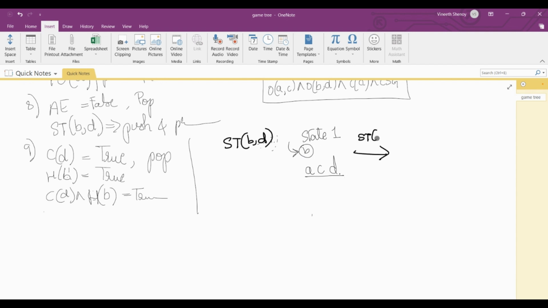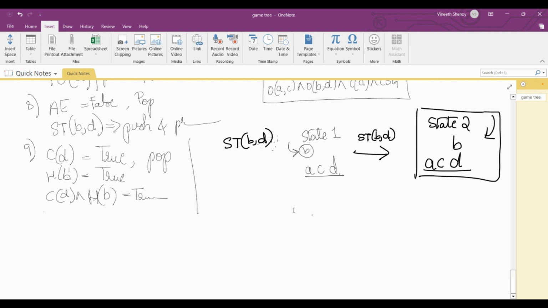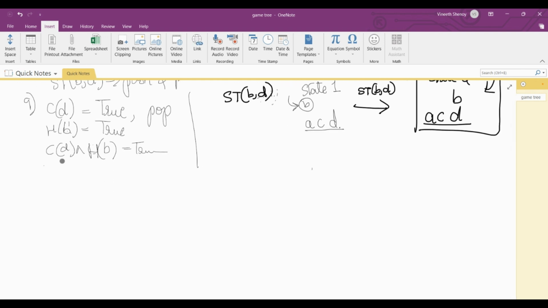So next we are performing stack of BD. The state changes to state 2 and A, C, D. On top of D we have placed B and the arm is empty. This will be our new state. Now we'll check the goal stack again.